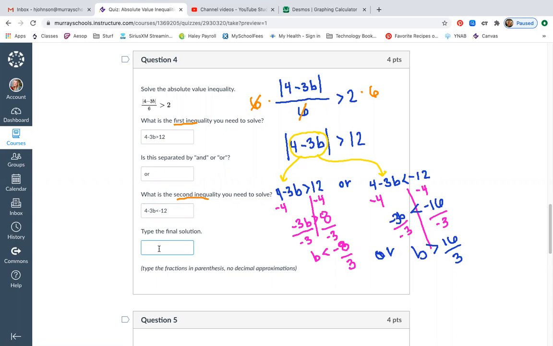My final solution, b, is less than, and then I'm going to type my fraction in parentheses, negative 8 thirds, space, or space, b is greater than 16 thirds.